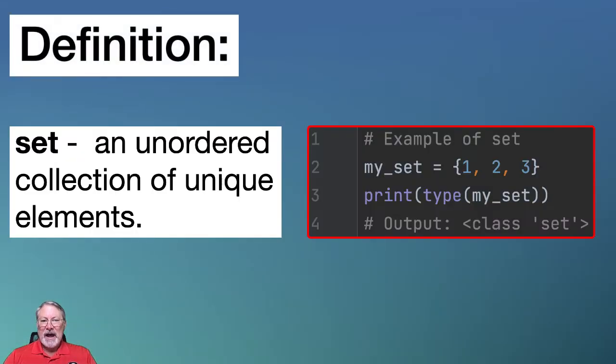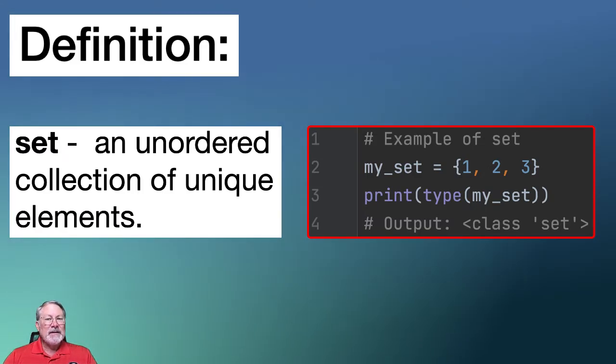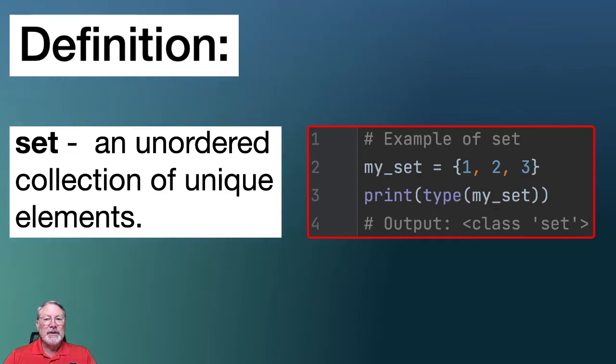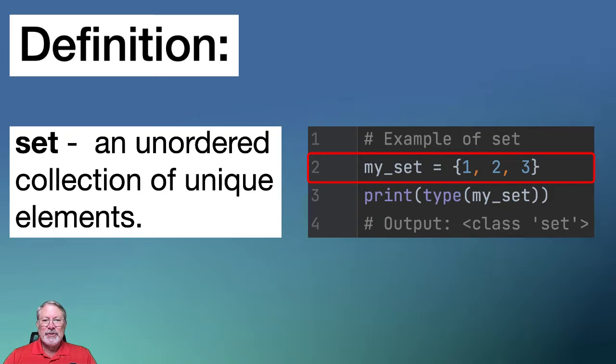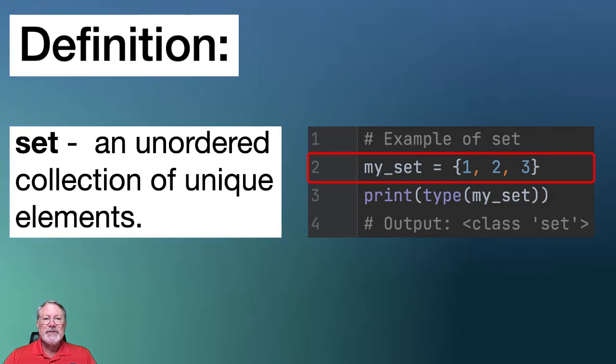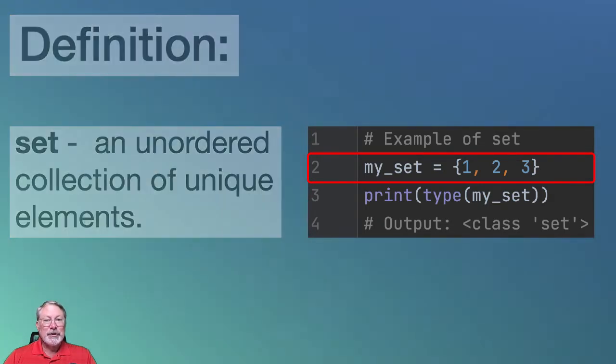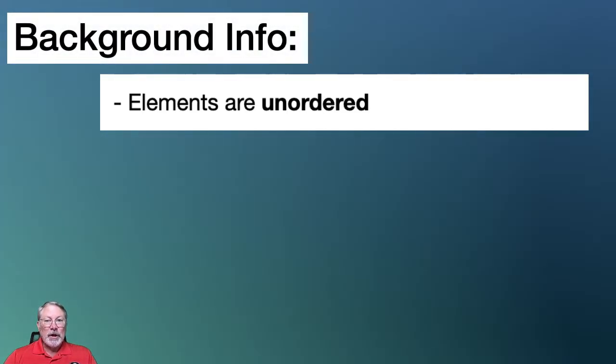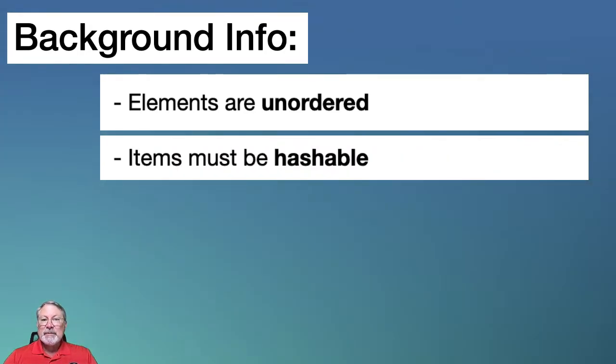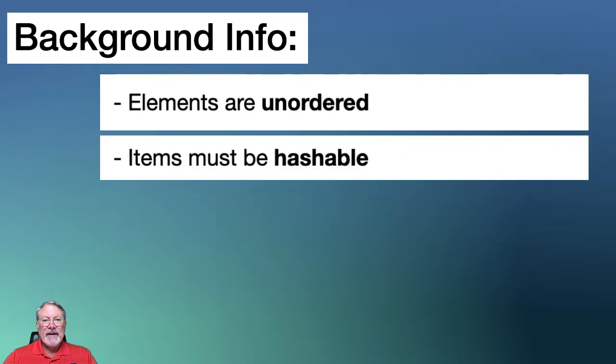A set in Python is an unordered collection of unique elements. It's kind of like a list, but with no duplicates and no guaranteed order. As you can see, sets are defined using curly braces or by using the set function. Sets are built on hash tables, which means the elements are unordered and the items must be hashable, so you can't have lists or dictionaries inside a set.